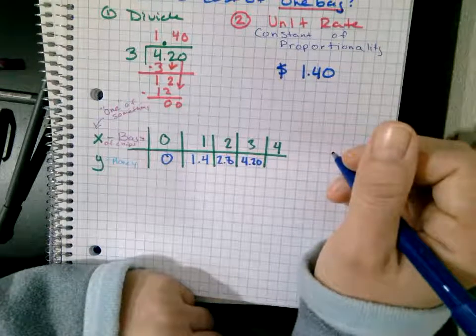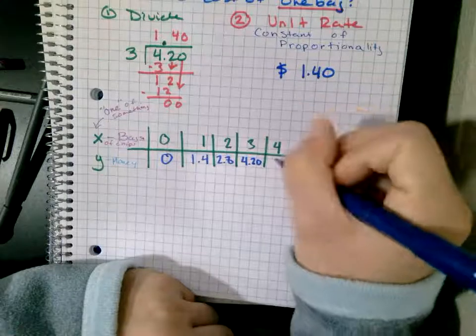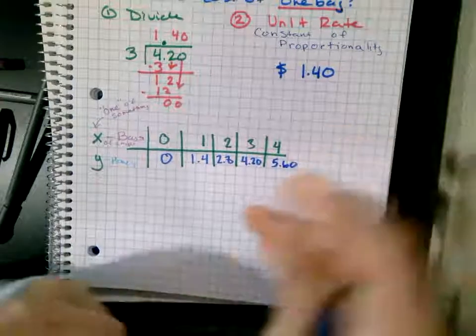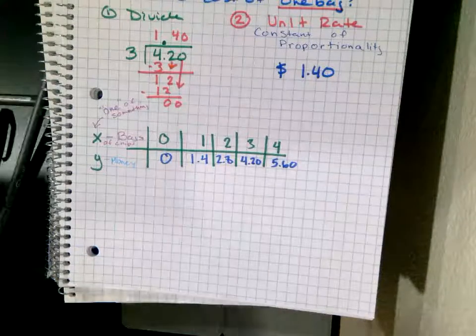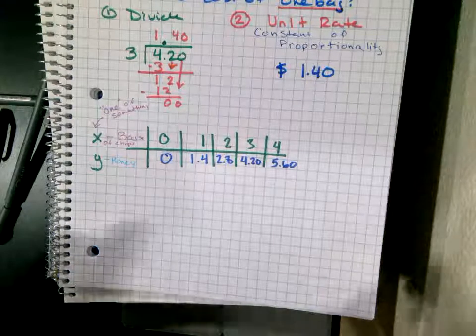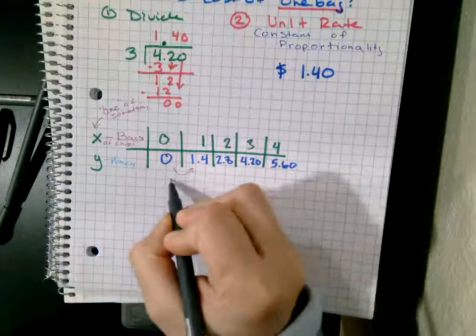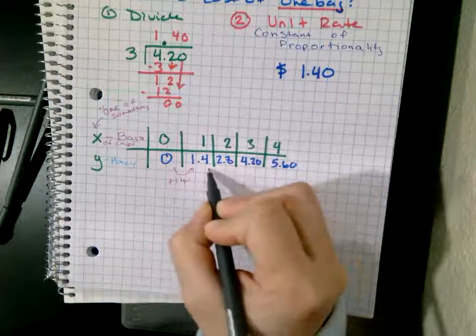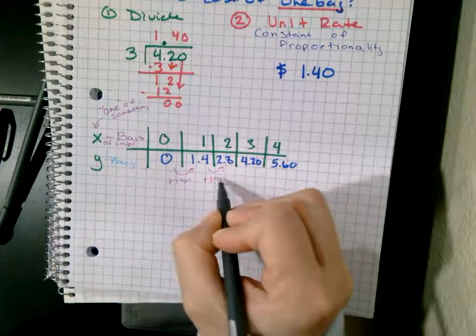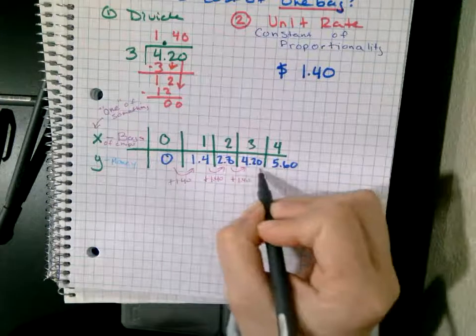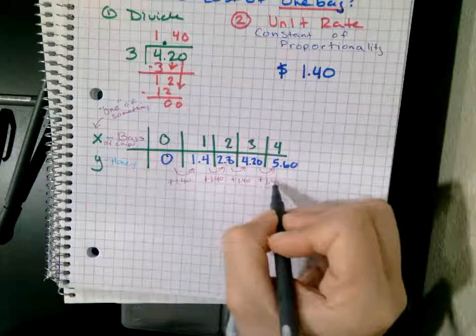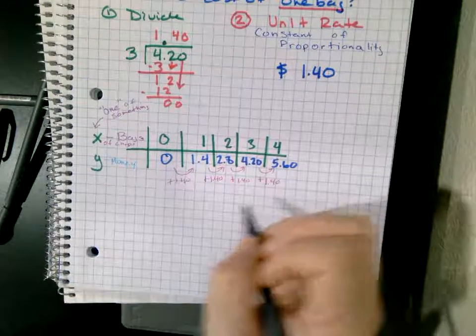How much is 4 bags of chips? 5.6. Thank you, Ketsy. Okay. And I'm assuming you guys realize all we did from here to here was add 140 plus 140 plus 140, right? All the way. Right? You guys saw that?